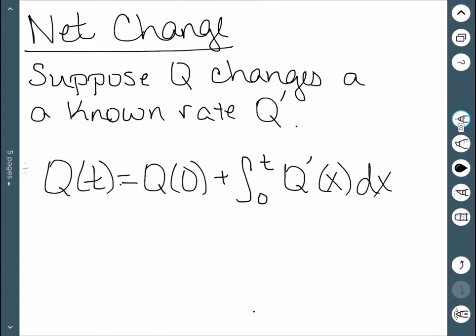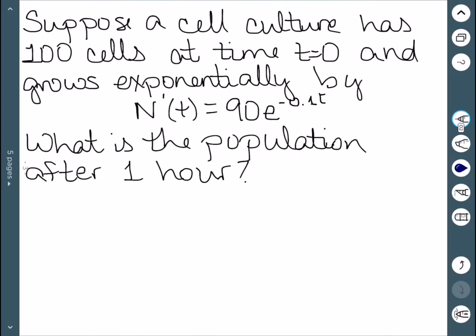So you can see how this relates to position and velocity and what we had to do to get from the velocity function to the position function. So let's do an example.